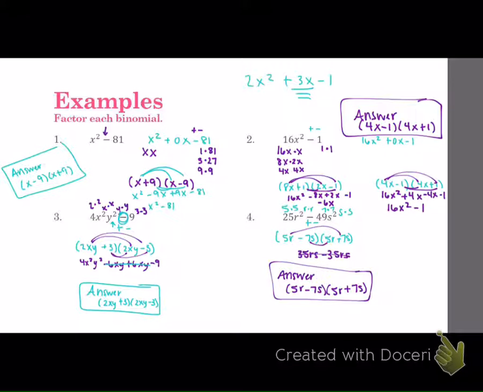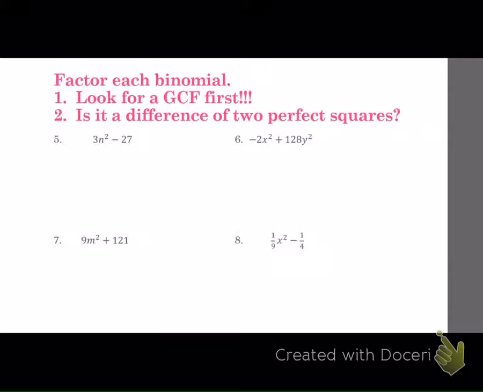So questions on that one before we continue on? All right. Factor each binomial. First, look for a GCF. Is there a GCF in 3n squared minus 27? Yes, 3. So we can divide out a 3. So I have n squared minus 9.